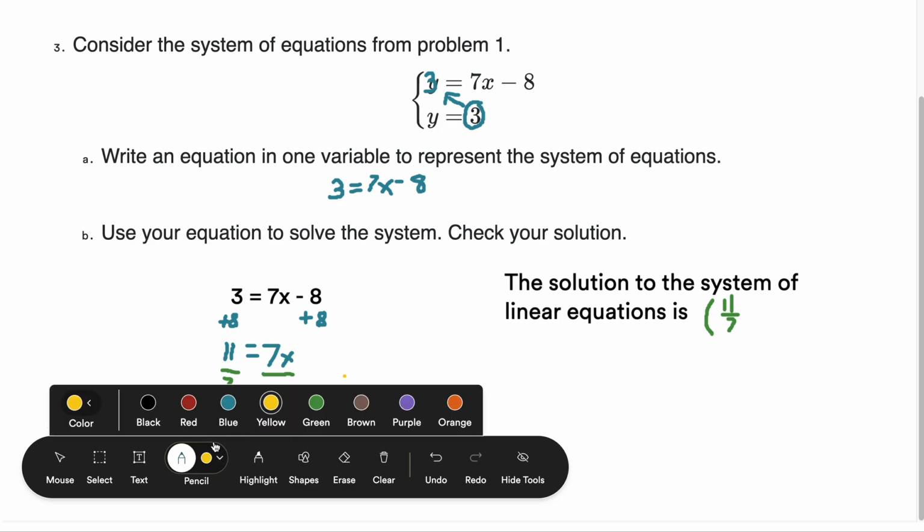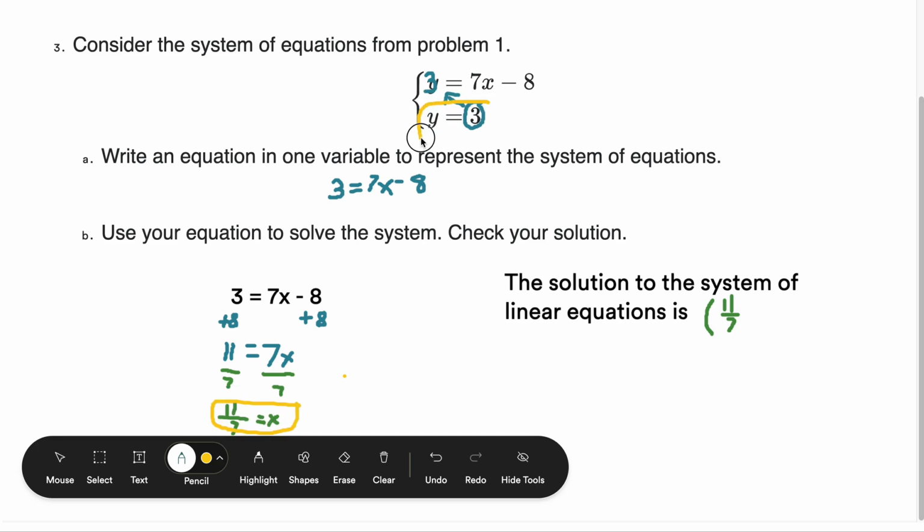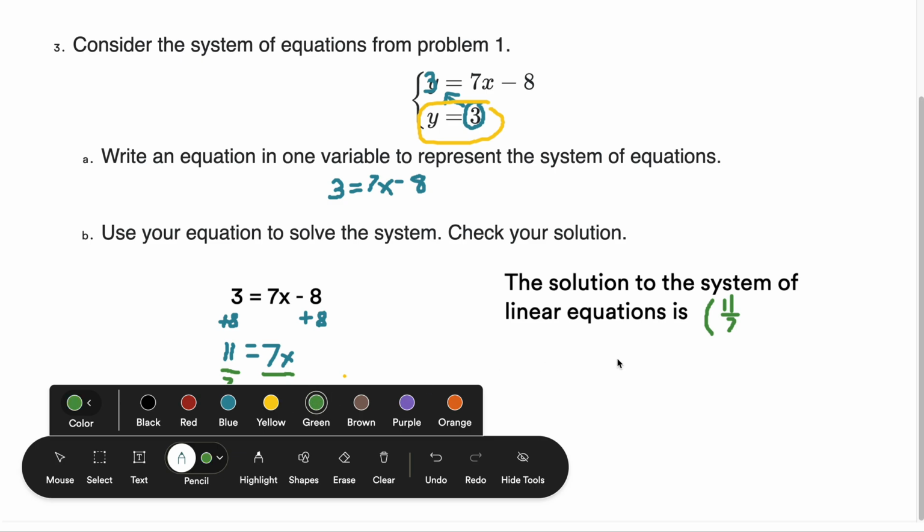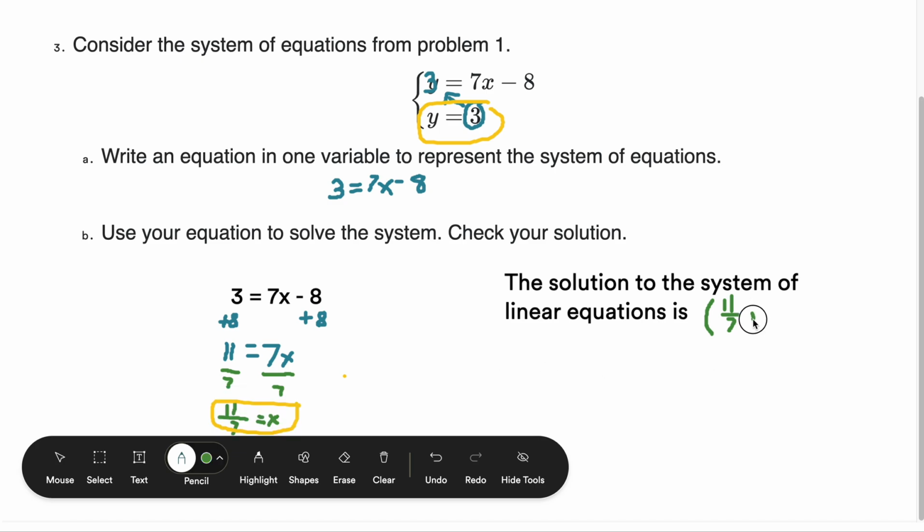And our y value just simply comes from above, right? Up here, we're being told y equals 3. So our solution is actually this point, 11/7 over 3. Not very friendly to graph. That would have been very difficult to see on the graph. But now we know through substitution that this is a solution to the system of linear equations.